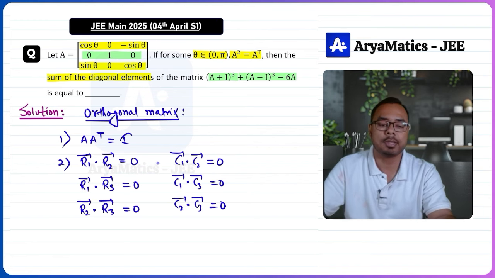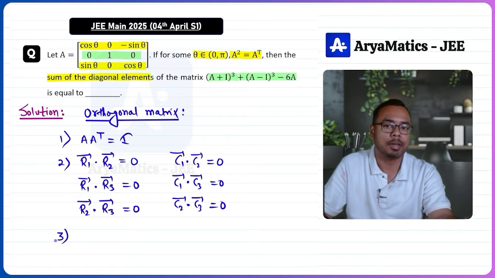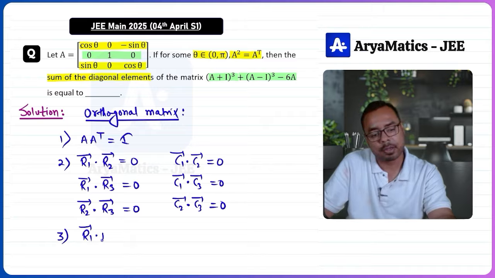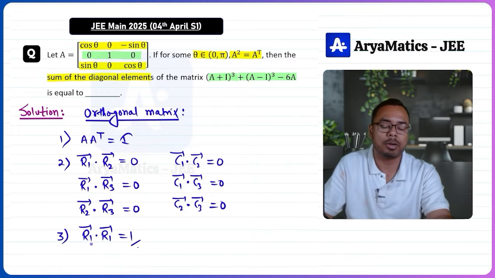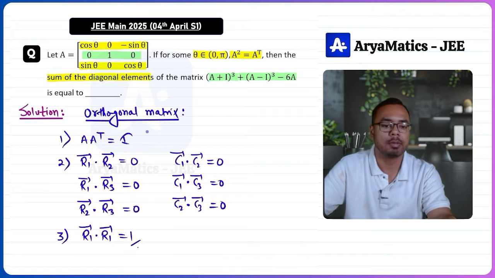In case of orthogonal matrix, every row vector and every column vector is perpendicular to every other row or column vector, right? R1, R2 are perpendicular, R1, R3 are perpendicular, and so on. And also all the row vectors and column vectors are unit vectors. That means if I take vector R1 dot R1, then the result will be 1. Same thing you can do for R2 dot R2 or C1 dot C1. For example, here R1 is cos theta, 0 and minus sin theta. If I take the dot product with itself, then we'll get cos square plus sin square, which is 1.